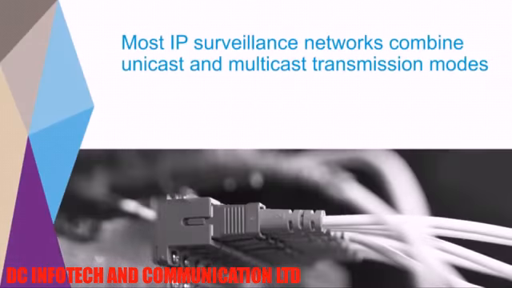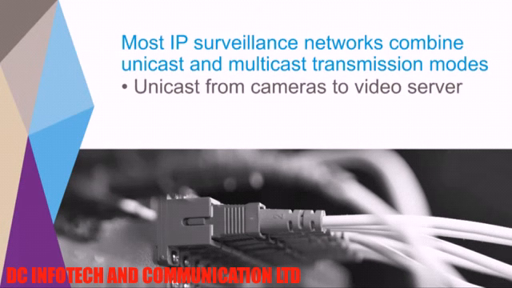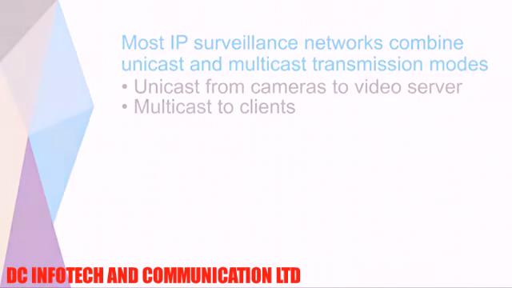There are two basic transmission modes, unicast and multicast. Most cameras can be set to transmit in either mode. Most IP surveillance networks combine these two modes, using unicast to transmit from the cameras to the video server and multicast to transmit to the clients.